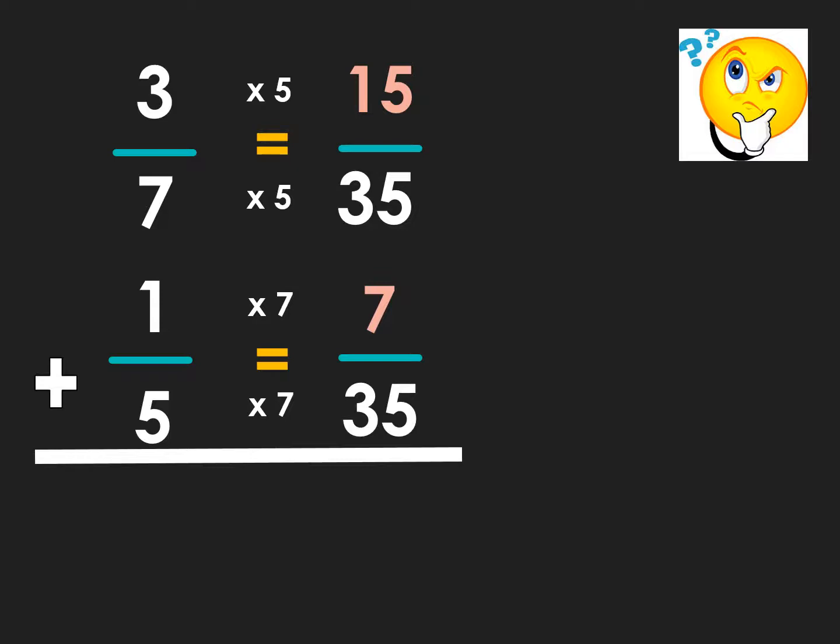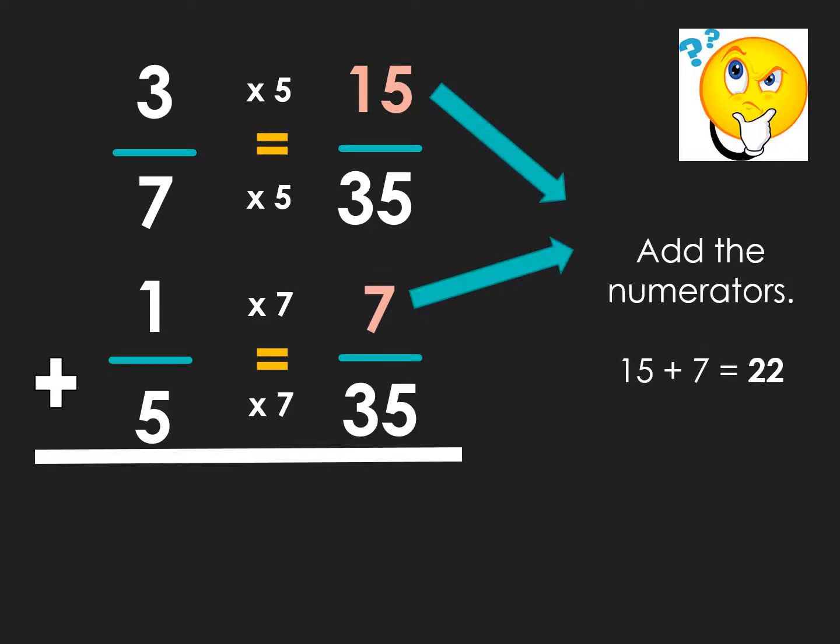Now that they have the same denominator, all you need to do is add the numerators. 15 plus 7 equals 22. 22 over 35 is your answer.